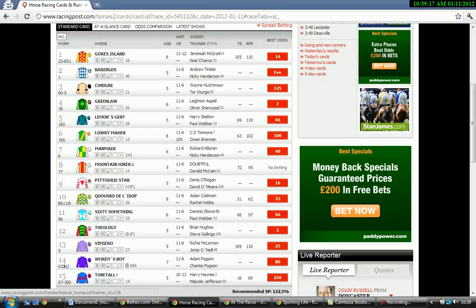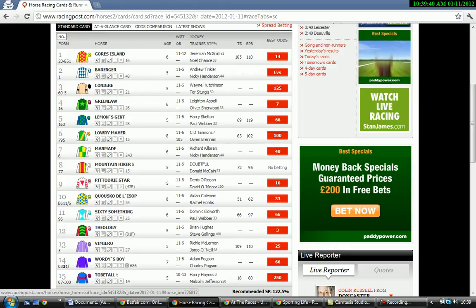Personally, I think the winner will come outside the front two. You've got Greenlaw, who's got a chance. There's some big outsiders here, like Woody's boy, who's just gone from 88 to 66, some big outsiders who've got a chance in this race. Gause Island, I mean, look at the ground he made up. No Chance has got a good record in this race. I wouldn't really rule him out over this longer distance.